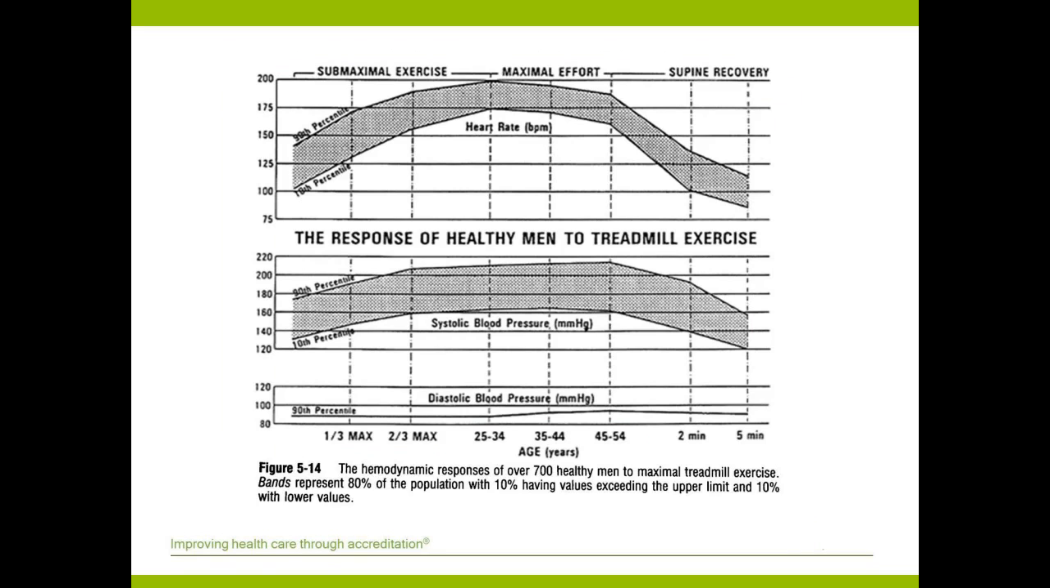What about blood pressure response to exercise? This figure depicts the hemodynamic responses of over 700 healthy men to maximal treadmill exercise, and the gray bands represent 80% of the population, with 10% having values exceeding the upper limit and 10% with lower values. And so what we see here is that as a person exercises across ages, the systolic blood pressure does tend to go up. And if you look on the top part of the figure, you do see that some people may easily hit 200 millimeters of mercury when they exercise.